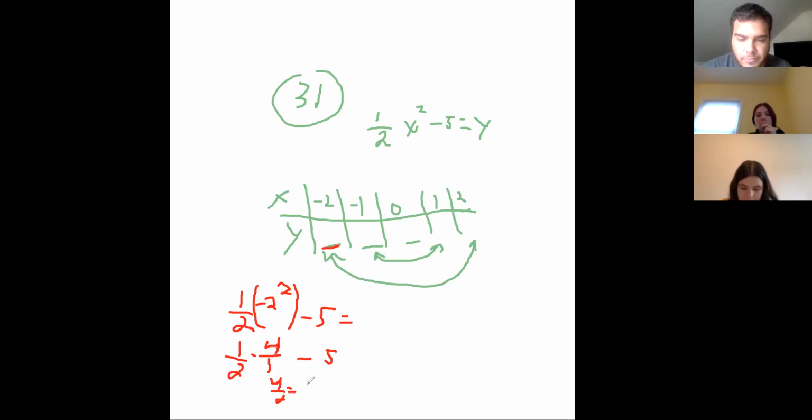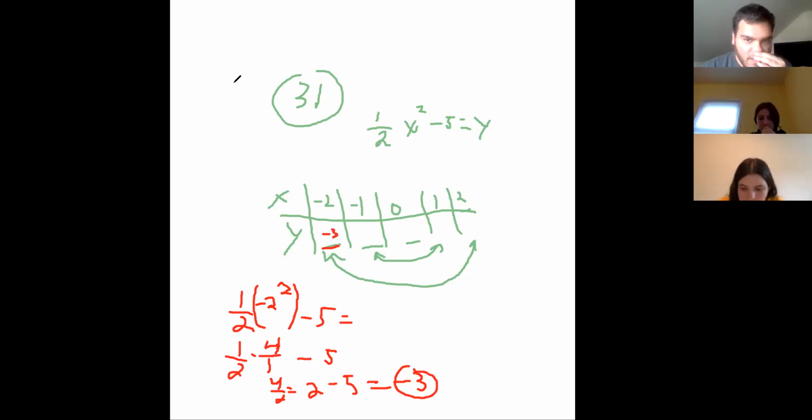reduces down to 2. When you multiply fractions, do you have to have a common denominator? No, when you multiply fractions, just numerator, numerator, denominator, denominator. When you add fractions, do you need a common denominator? Yes, when you add or subtract. So 2 minus 5 is going to be -3. So this value right here is -3.